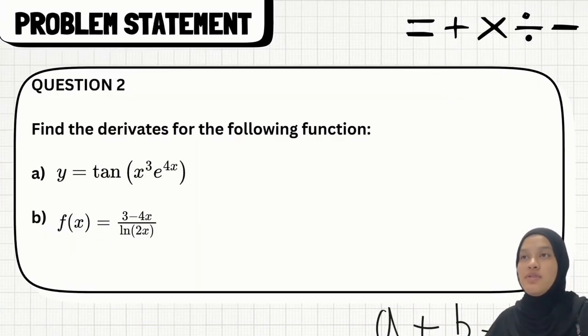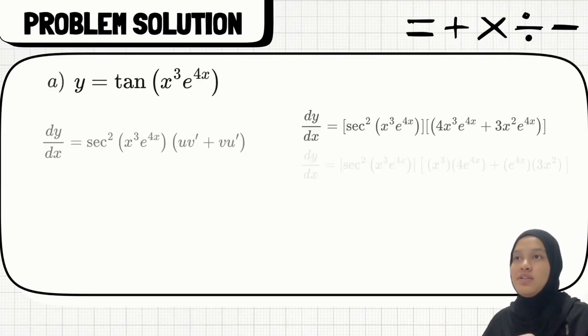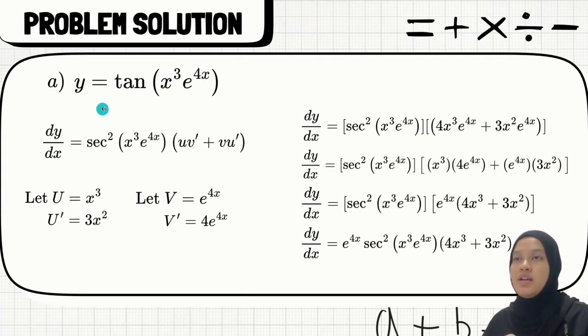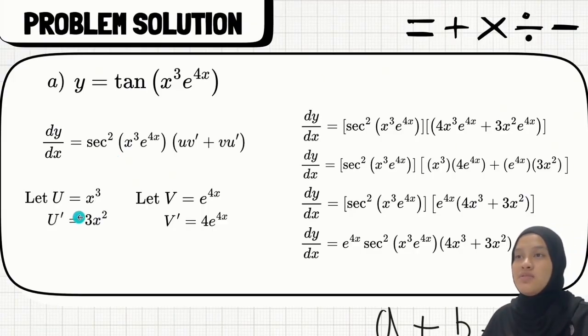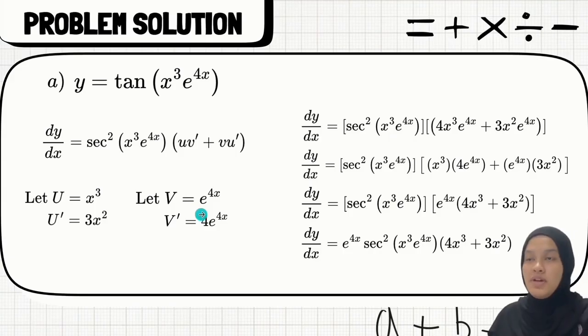Hello everyone, today we want to solve question 2 where we need to find the derivative of two given functions. For part A, we are given y equals tan of x cubed e to the 4x. First, recall that the derivative of tan is dy/dx equals secant squared. Let u equal x cubed, u prime will be 3x squared. v equals e to the 4x, v prime will be 4e to the 4x.